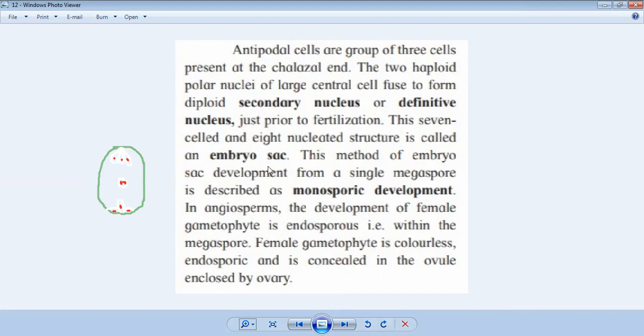Okay, so that's why finally we can say that the angiospermic ovule is monosporic, endosporic, then 7-celled and 8 nucleate structure. So finally you can remember that the angiospermic ovule is monosporic, endosporic, 7-celled, 8 nucleate structure, and this type of structure is called the polygonum type of ovule. Now why is it called a polygonum type of ovule? Because it is the monosporic, endosporic, 7-celled, 8 nucleate structure.